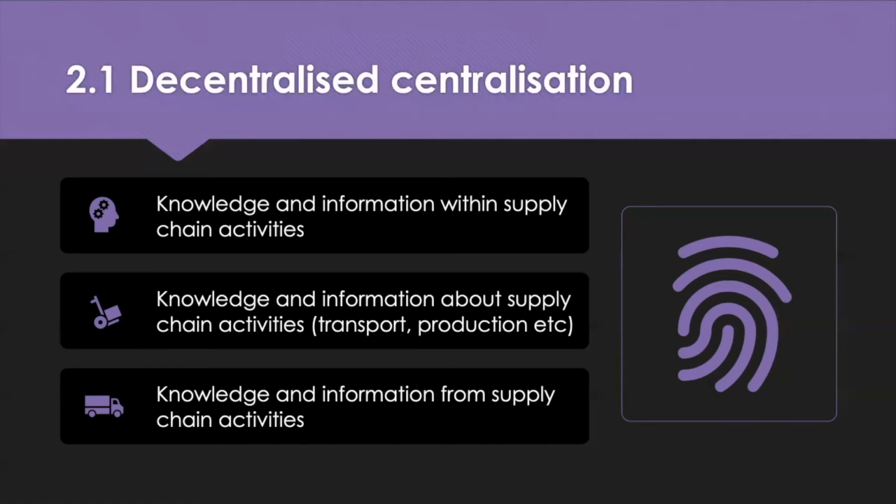The second is the knowledge and information about supply chain activities, transport, production, etc. So this is looking at shipment schedules, milestones, transport-related information, production shipments, the types of cargoes, cost and benefit analysis, deadlines, expected time of arrival, and the nature of cargo, which might be things like hazardous materials or something like that.